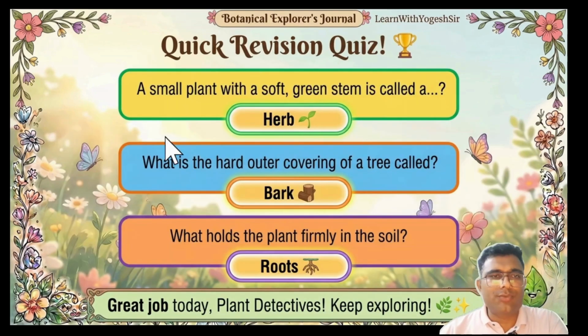This is a small quiz. A small plant with a soft green stem is called, obviously, herb. What is the hard outer covering of a tree called? We call it bark. What holds the plant firmly in the soil? Roots.